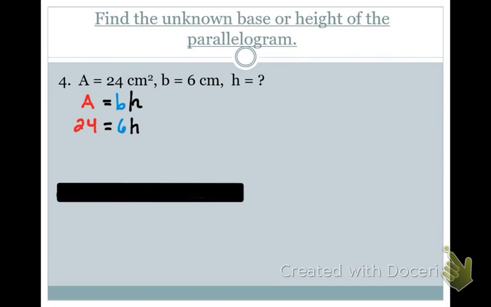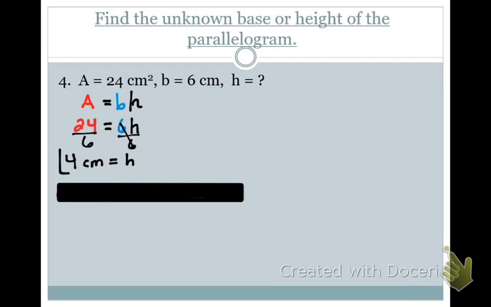Every single time you try to get your variable or your letter by itself. How do I get H by itself? Divide by 6 on both sides. Just remember, we're always going to be fair. This now cancels out. H equals what, guys? 4 centimeters. Okay, should I do 4 centimeters squared?